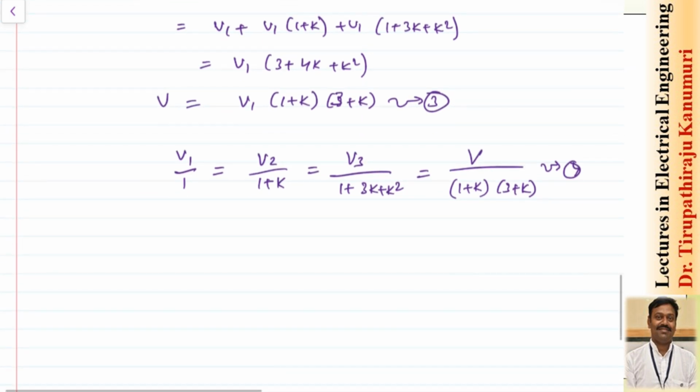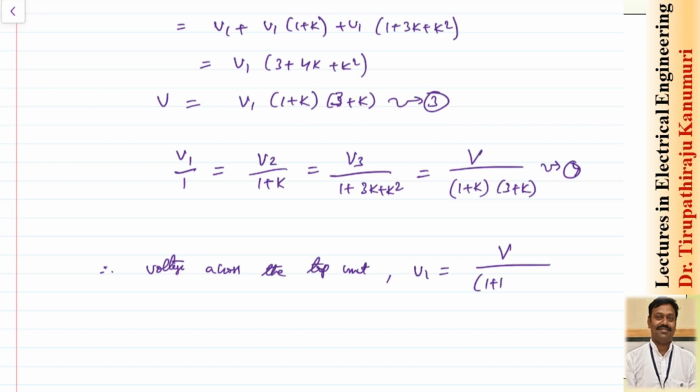So we can tell that the voltage across the top unit is V1, which is equal to V divided by 1 plus K into 3 plus K. I can calculate in this way. The voltage across the second unit will be V2, which is equal to V1 multiplied by 1 plus K, and the voltage across the third unit, in terms of the voltage across the first one, I can write as V1 into 1 plus 3K plus K square.